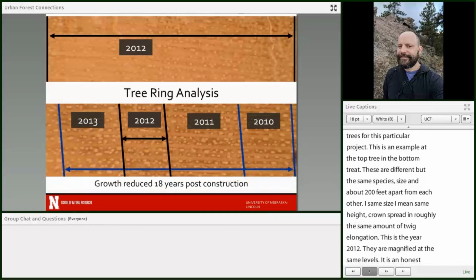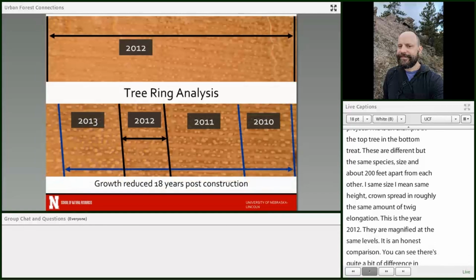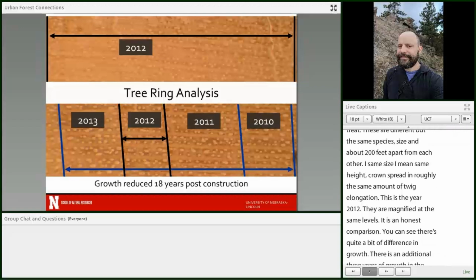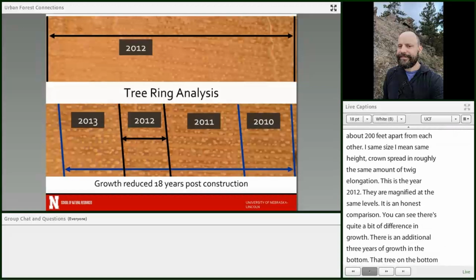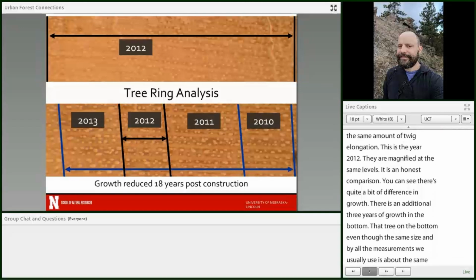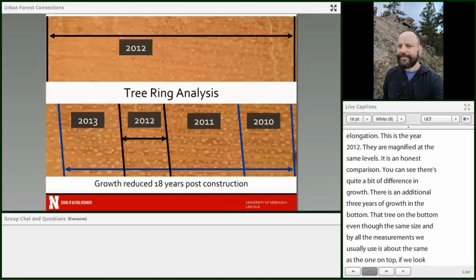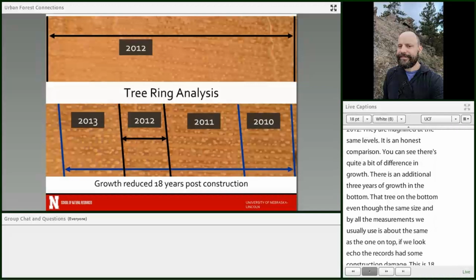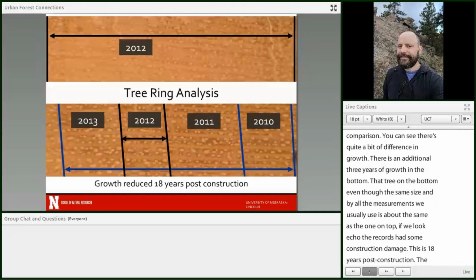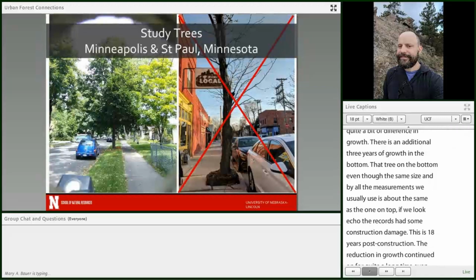And just to give some more perspective, there's an additional 3 years of growth in the bottom. That tree on the bottom, even though it's the same size and by all the measurements that we usually use is about the same as the one on top, actually, if we look back in the records, had some construction damage. And this is 18 years post-construction. So you can see that reduction in growth continued on for quite a long time, even though the tree has survived. So this seemed like a reasonable approach.